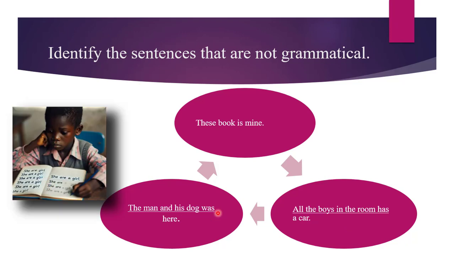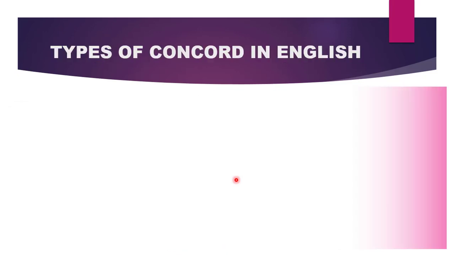So unfortunately, all these examples are exactly like what this boy has written here. She are a girl. If you communicate like this with your friends, then I tell you, you are going to make a joke of yourself. So please, let's take Concord very seriously. All these sentences are showing that there are different kinds of agreements that exist in English, meaning there are different kinds of Concord. Let us look at the three broad categories of Concord.